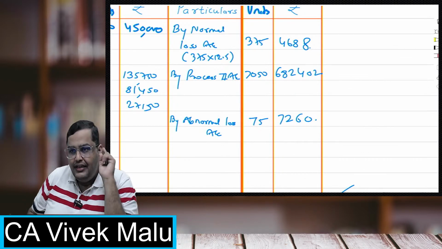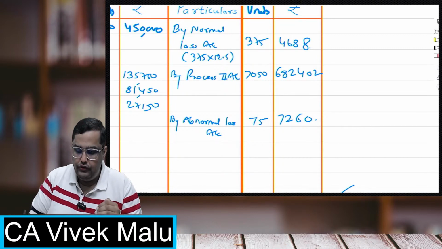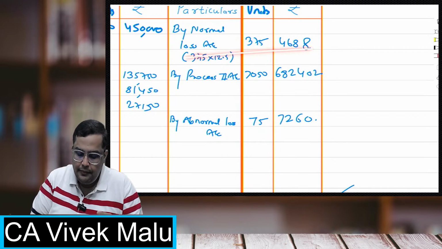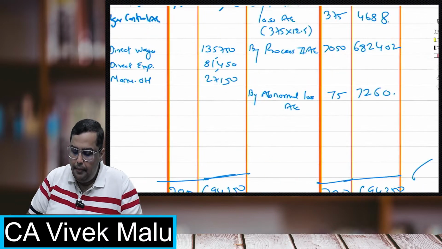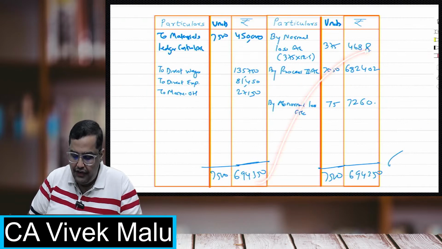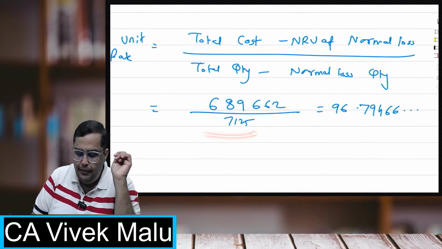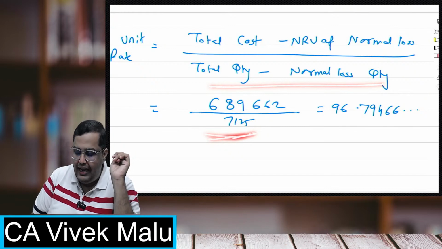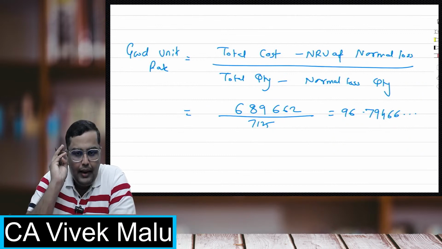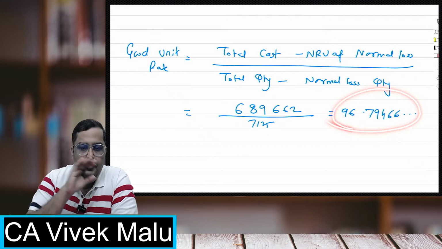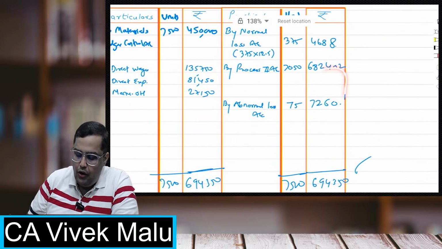Always remember normal losses are to be measured at their NRVs, and they have to be reduced from the cost. So I have measured normal loss at this NRV of 12 rupees 50 paisa and reduced it from the cost. So 694350 minus this 4688, and I got the numerator 689662. This was my total cost, divided by total quantity minus normal loss quantity. This is called the good unit rate. We measure the units completed as well as the abnormal loss both at this rate only, 96.79466 something. So I measured them and the account got tallied.